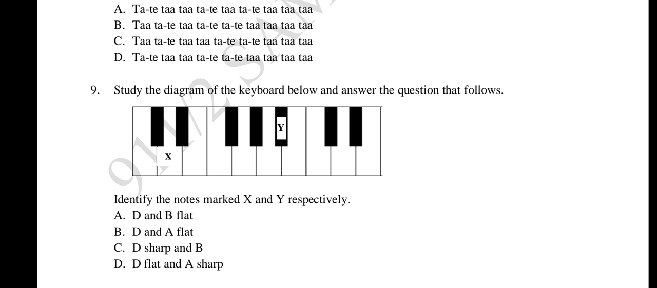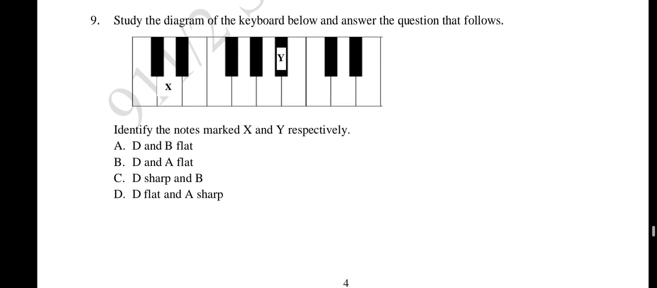Study the diagram of a keyboard shown below and answer the question that follows. Identify the notes marked X and Y. We said if the keyboard starts with 2 black keys, the first note is C. Then if it starts with 3 black keys, the first note is F. In this case, it starts with the 2 black keys. And remember also that 2 black keys hold 2 notes, which is a sharp and a flat.